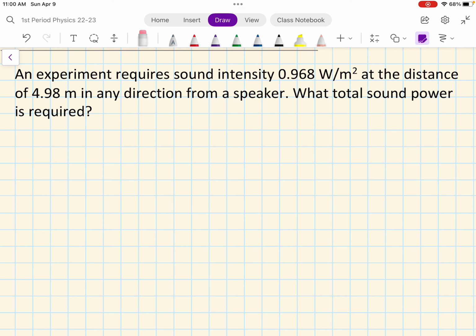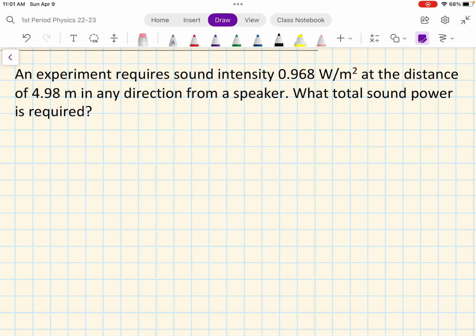This one says, an experiment requires sound intensity 0.968 watts per meter squared at the distance of 4.98 meters in any direction from a speaker. What total sound power is required?